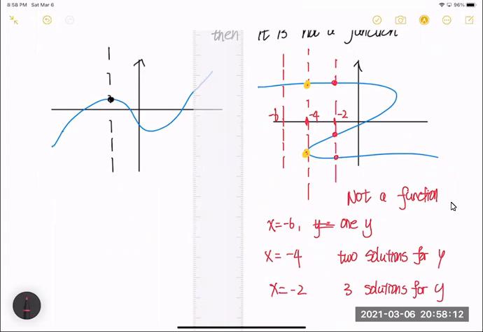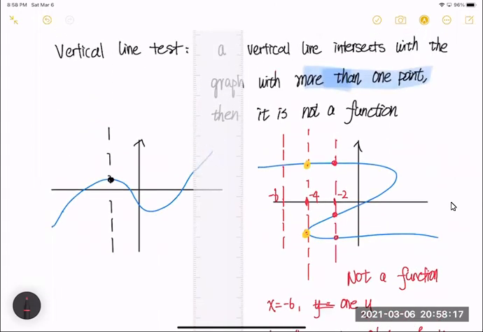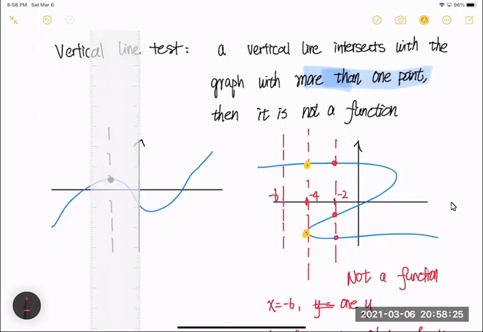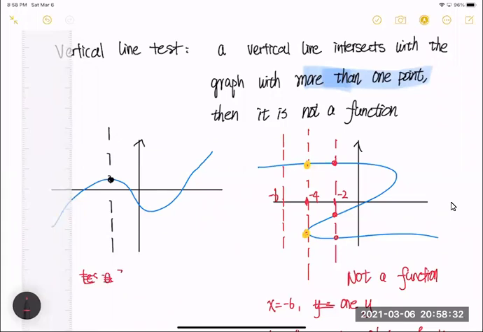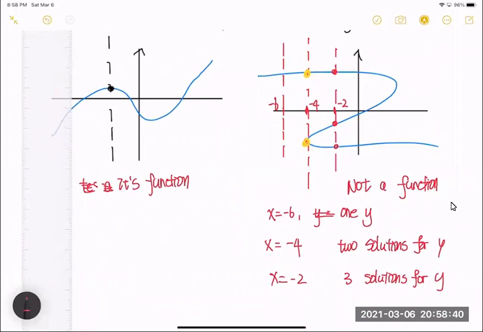But when you look at the graph which satisfies or passes the vertical line test, which is our left one, each x value only corresponds with one y value. And then this type of graph is a function. So that means, in a word, if we want this to be a function, we want each x value to only have one y value.